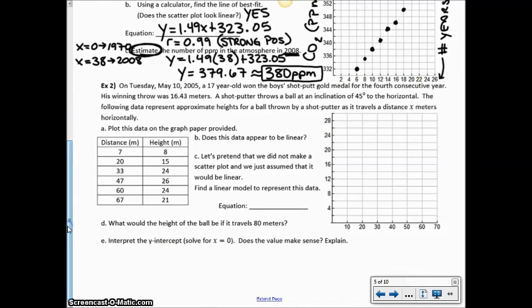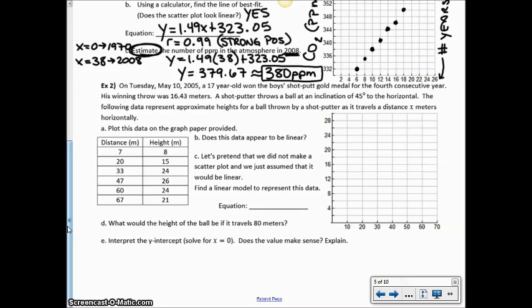Okay, next one. It says on Tuesday, May 10th, 2015, a 17-year-old won the boys' shot put gold medal for the 4th consecutive year. His winning throw was 16.43 meters. A shot put throws the ball at an incline of 45 degrees to the horizontal. So that means 45 degrees basically above the ground. The following data represents the approximate heights for the ball thrown by the shot putter as he travels a distance of x meters horizontally. So plot the data on the graph provided.